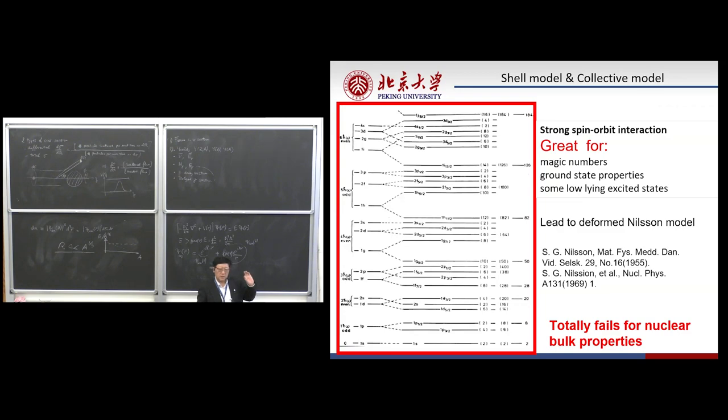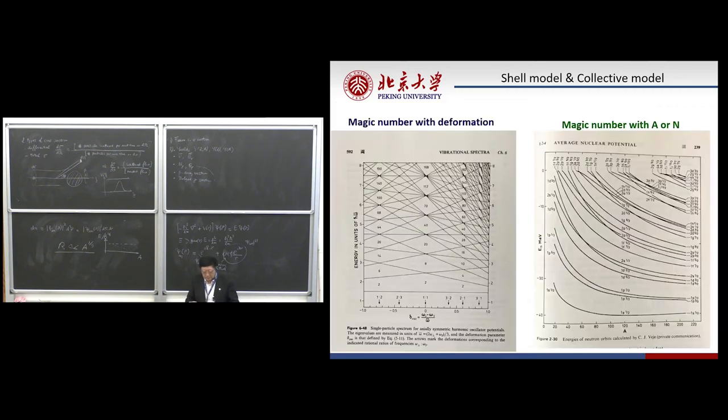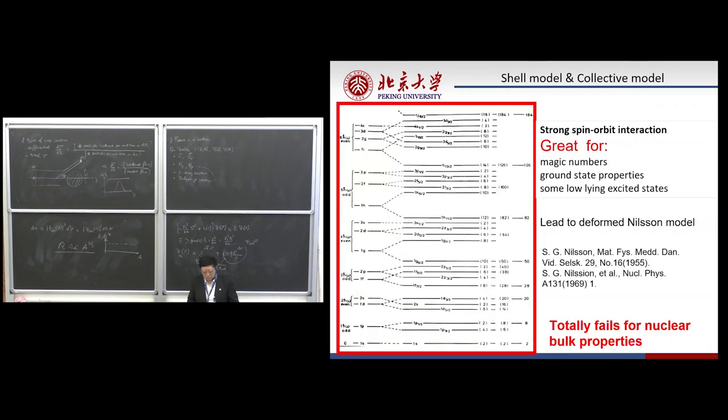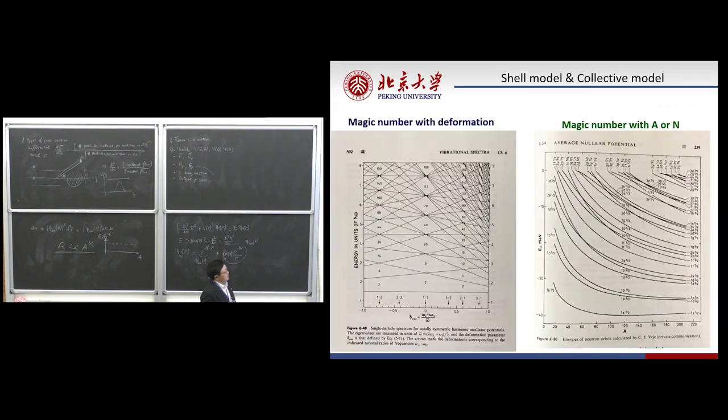But why this size? We should go further. Maybe after relativistic density functional theory, you will understand much better why we need such a size, right? And then, what is amazing here? I just mention it here, but maybe later on you will understand that.